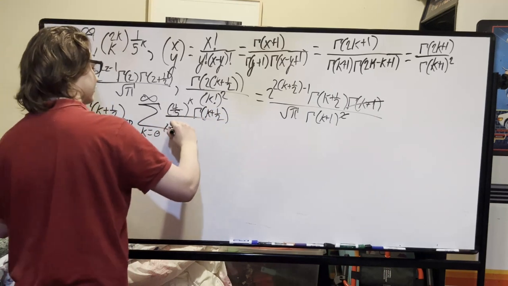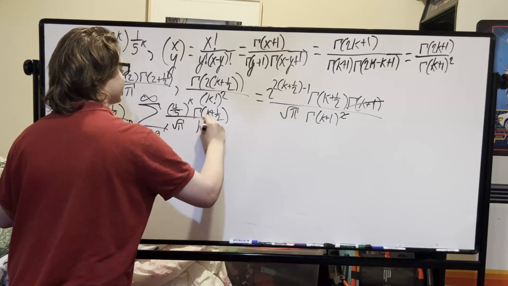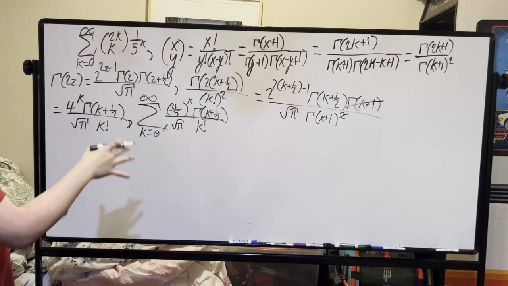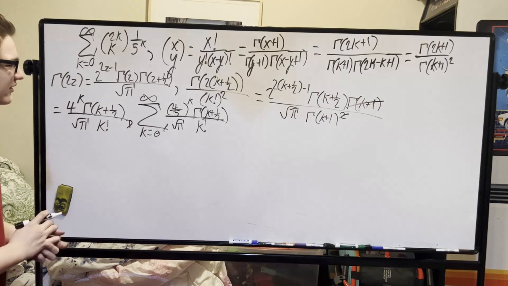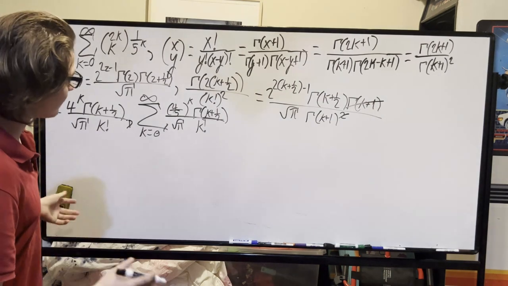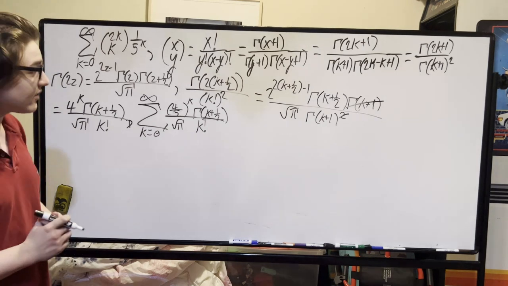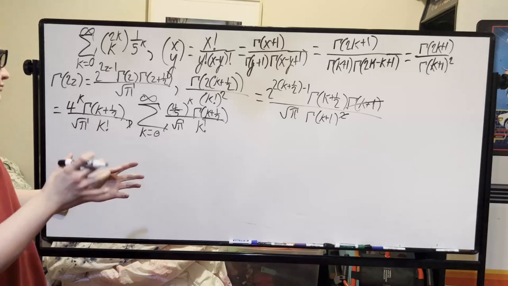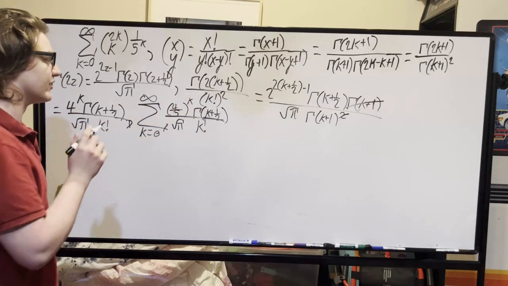All divided by square root of pi, and then k factorial. Okay. So now you have two options. You could either go down the hypergeometric series path, or you could substitute for this gamma of k plus 1/2. You could substitute the integral form of it.